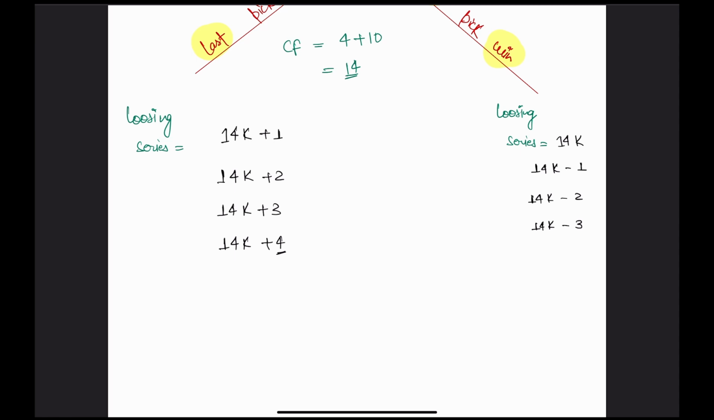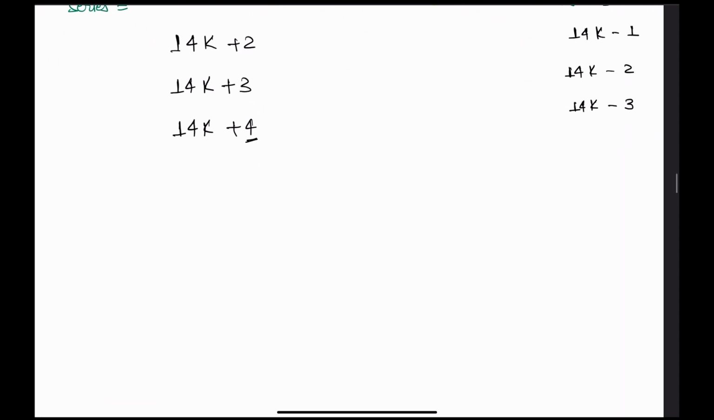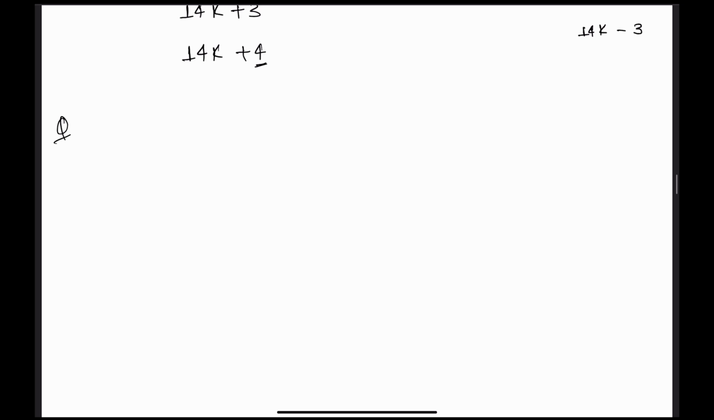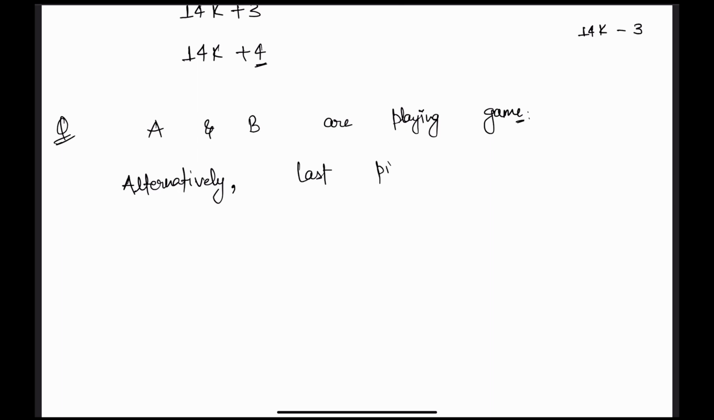let's try to solve one question, a question on this winning series. A and B are playing a game alternately, and the condition over here is last pick win. Remember, last pick win, this is the difference now, and the condition is he has to pick between 3 to 11. He can pick any number.